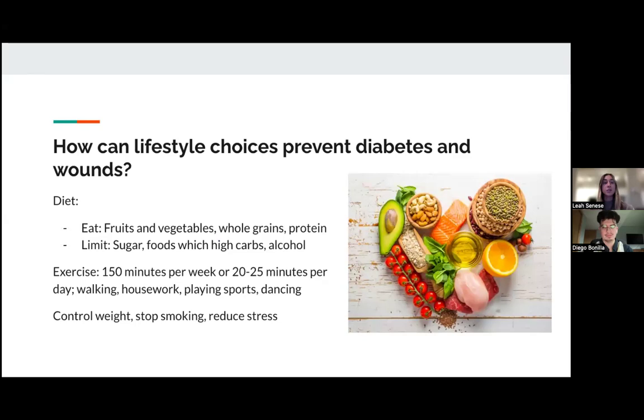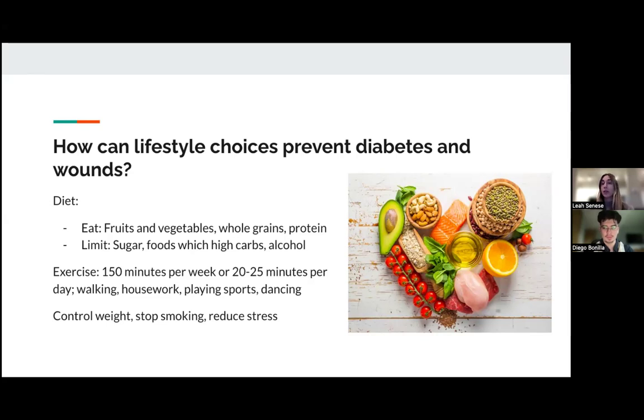Okay, so now we're going to get into a little bit about lifestyle choices that can help prevent diabetes and thus wounds. So first, diet. Diet is really important, and part of this includes eating fruits and veggies, whole grains, and protein. So on this picture, on the right side of the screen, we have listed a couple items that are really good choices: avocado, orange, salmon. Other things that are not listed are like bananas, carrots, broccoli, things like that. And then also it's important to limit our sugar and also our carbs, as well as limiting alcohol.